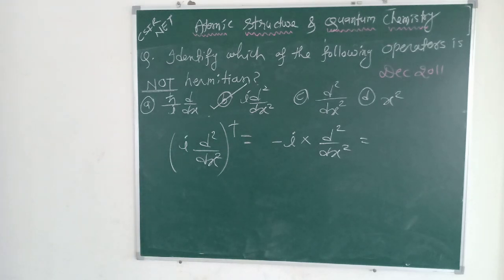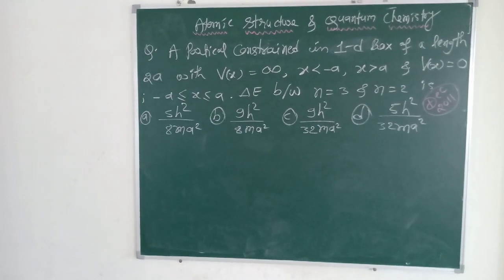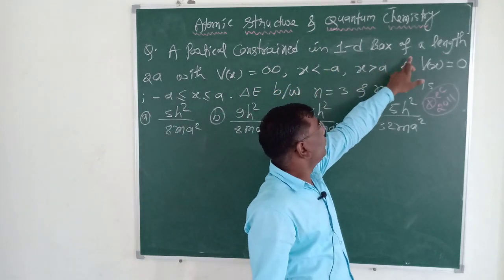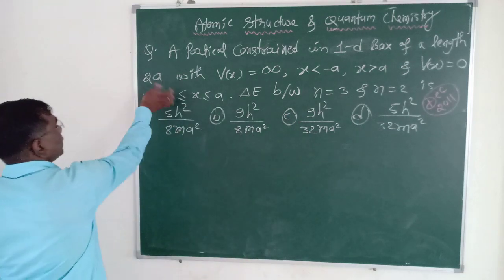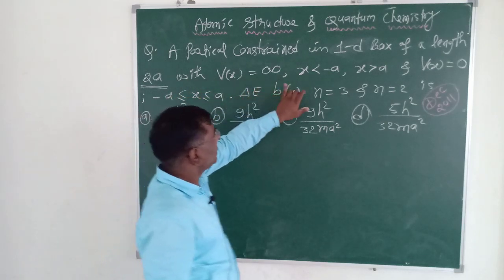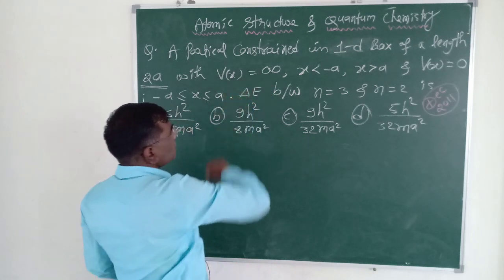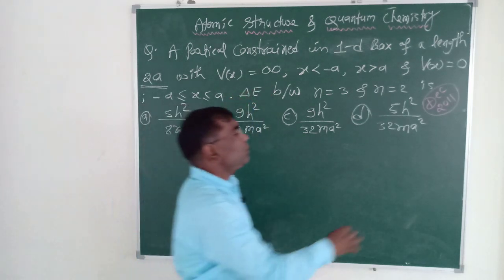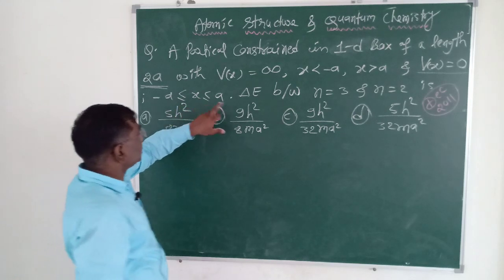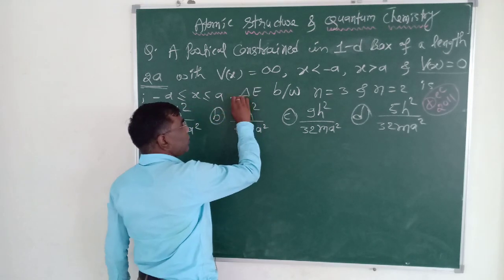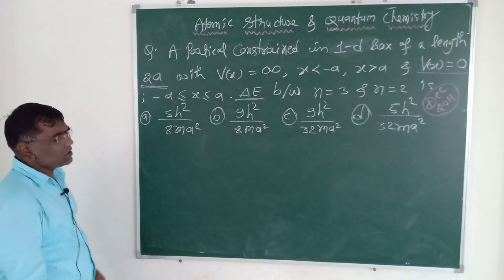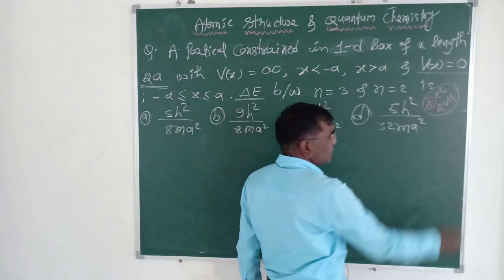Okay guys, now the next question: a particle is confined in a one dimensional box of length 2a, with potential infinite outside the box and potential zero inside the box. We have to calculate delta E, the energy difference between n equal to 3 and n equal to 2. This is a very simple question, guys. It came in December 2011 in CSIR NET.